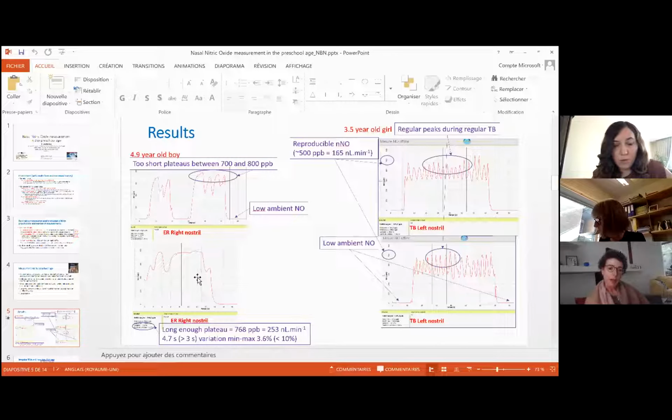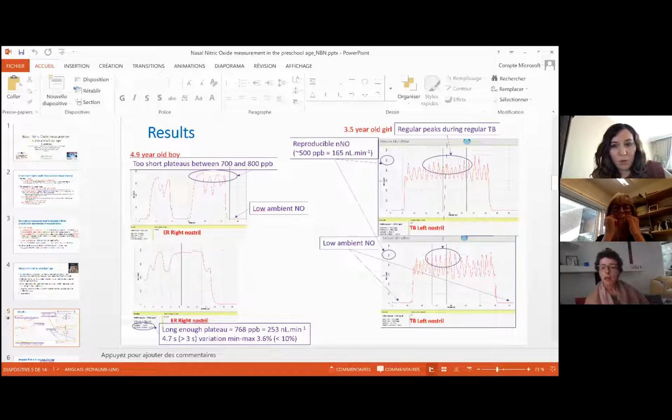But then the child succeeded, and now he has an at least 3-second plateau, and it's written here, the plateau. And it's a plateau because the difference between the minimum and maximum is no more than 10%, and the result is very high, so it's normal.